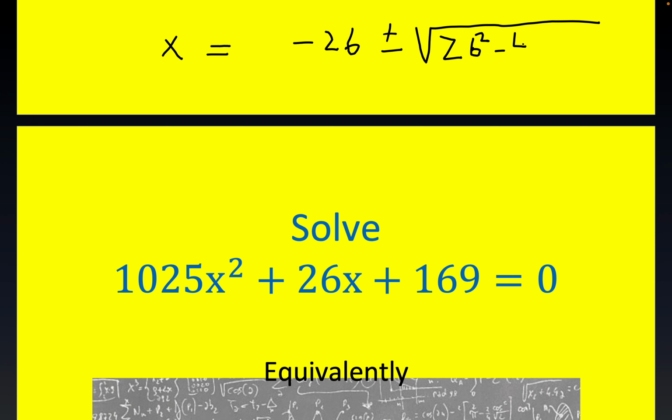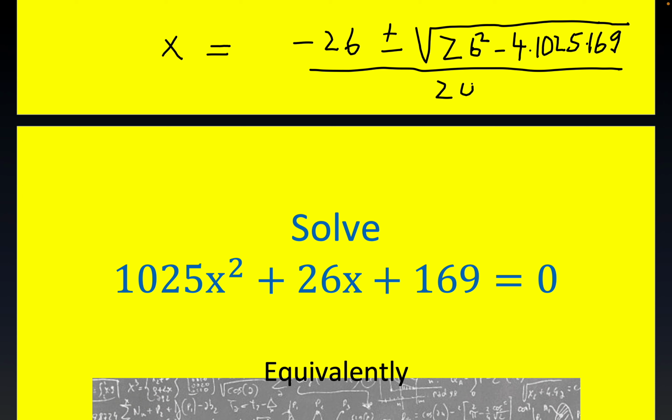4 times 1025. You know that dot connotes multiplication. So 1025 dot 169. All right, all over 2a. Let me extend the radical there. This is all over 2 times this, which is 2050, right?